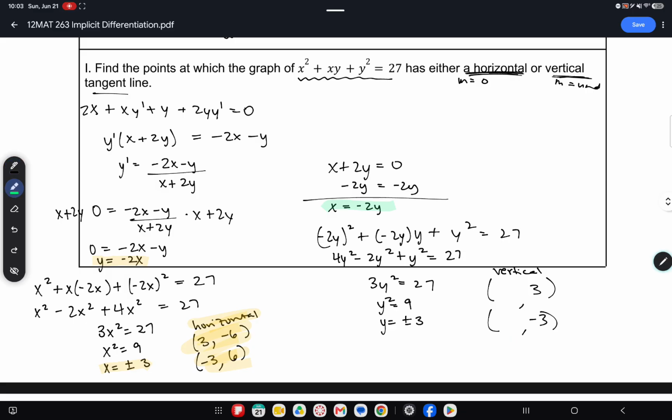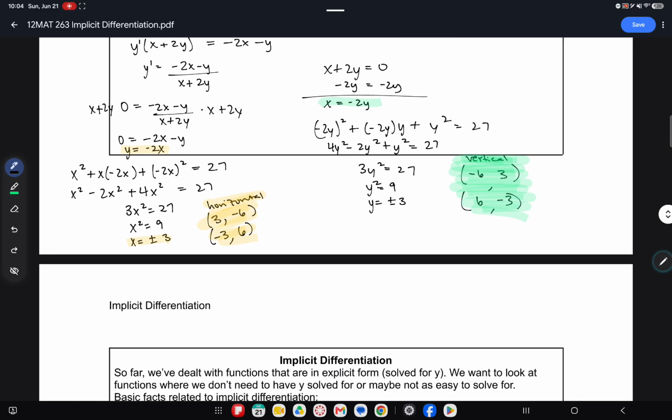Well, I can go back to where x is negative 2y. So if I plug in 3, I get negative 6. And if I plug in negative 3, I get positive 6. Looks very similar to the horizontal ones, just kind of flip-flopped. But there we have the points.